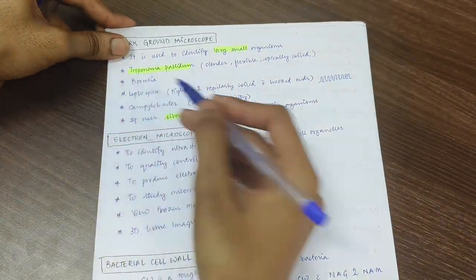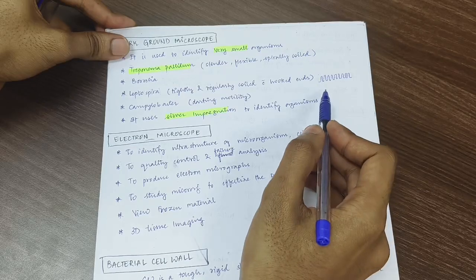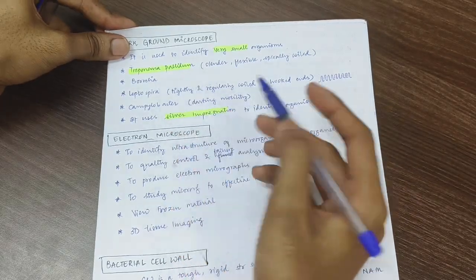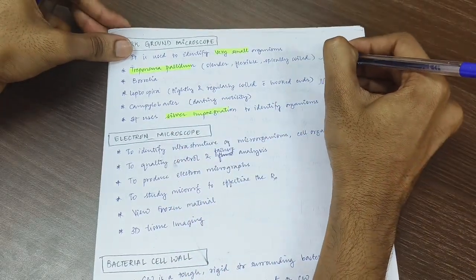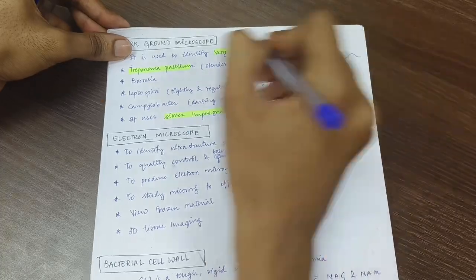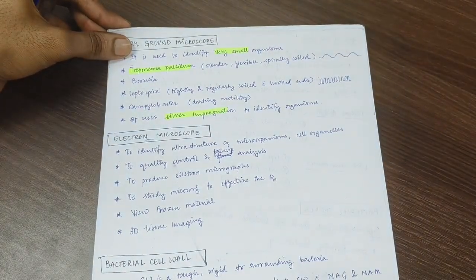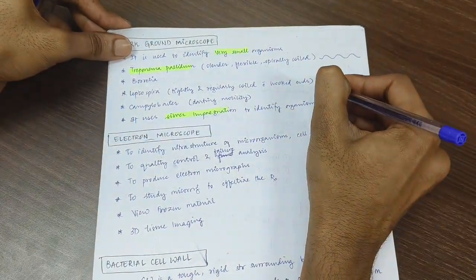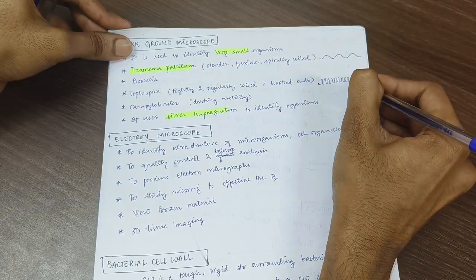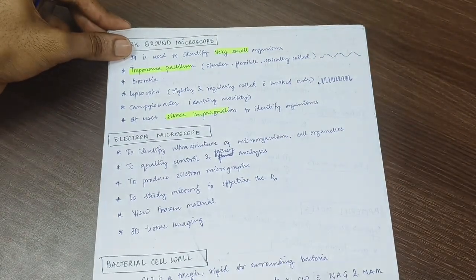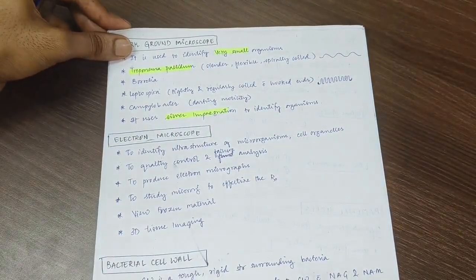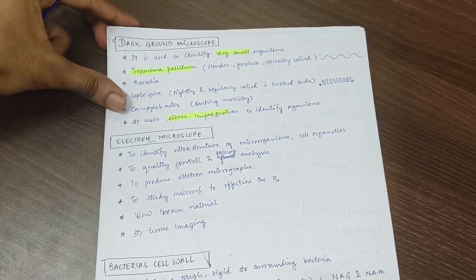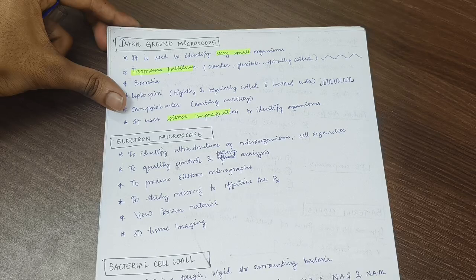Tightly and regularly coiled is Leptospira, whereas Treponema is a bit slender and flexible. You are going to see the hooks in Leptospira, which is hooked at the edges. Next, Campylobacter specifically exhibits darting motility. That is what you are going to appreciate there.